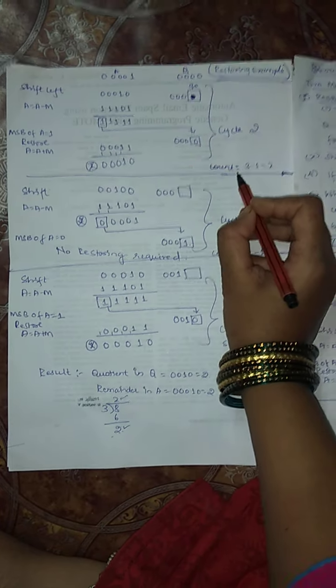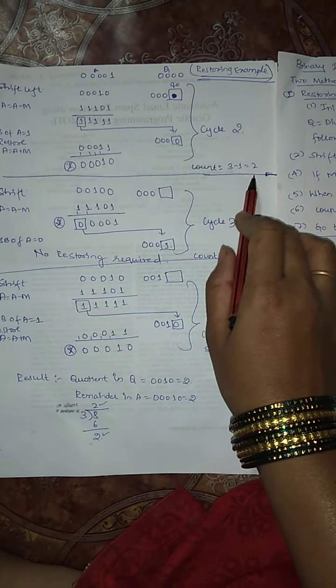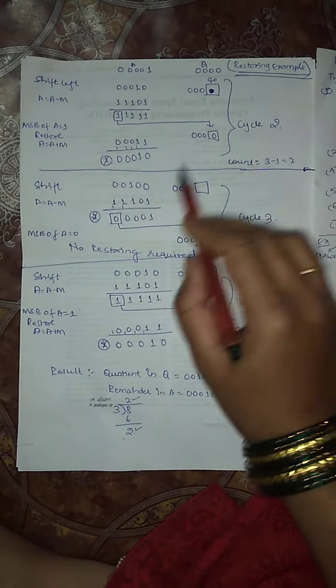Check the value of count here. Now count value had become how much? 3. Count value had become 3. So 3 minus 1 is 2. Is it 0? No. Go for the next cycle.